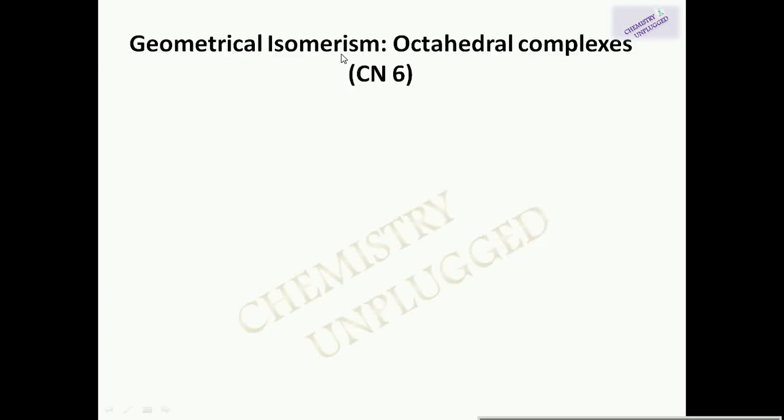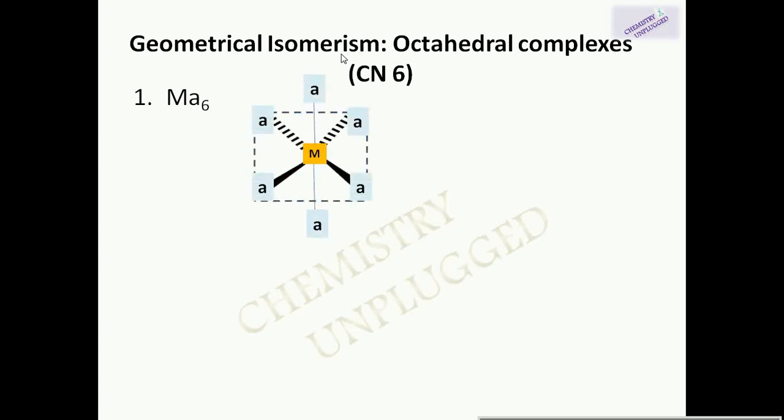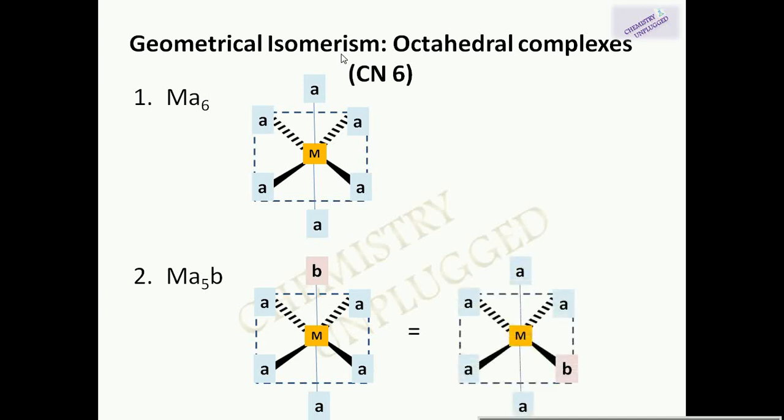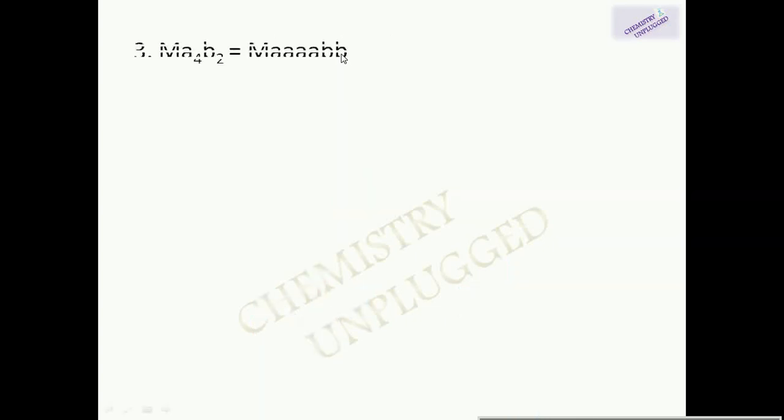Geometrical isomerism in octahedral complexes, which have coordination number 6. First is MA6, meaning all six ligands are of the same type. So there is no geometrical isomerism possible. Next, the second type is MA5B. B occupies one of the vertices of the octahedron, so if we change its position, there is no change in the geometry. Geometrical isomerism is also not possible in MA5B type complexes.